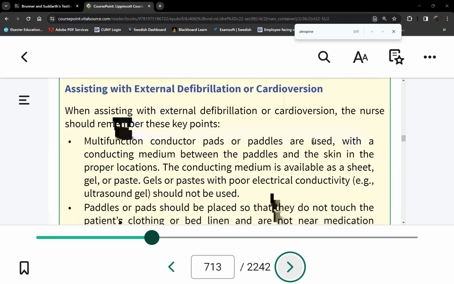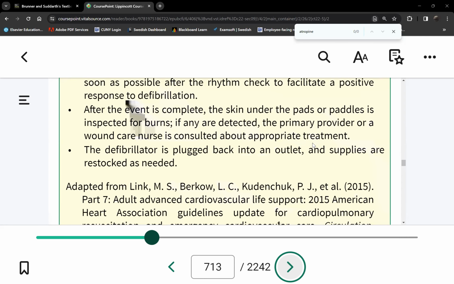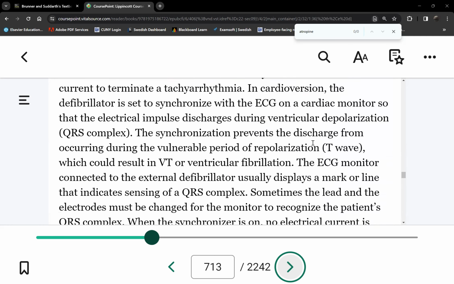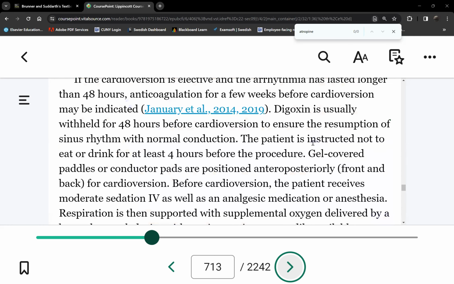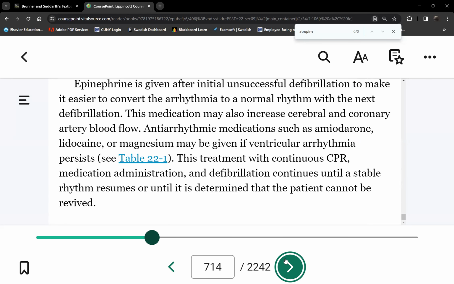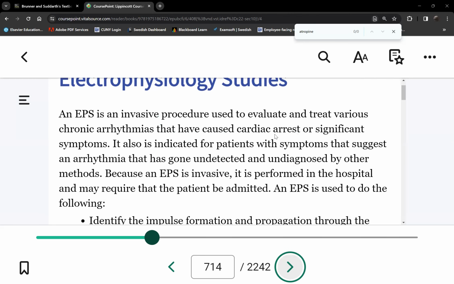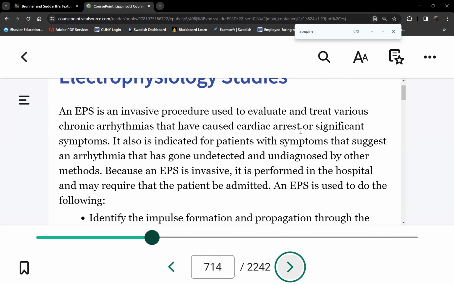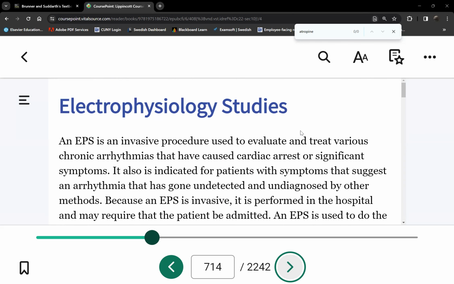So chart 22-5. I discussed EPS last week. This is done before what procedure? This was mentioned under the catheter ablation paragraph, remember? So before we can do catheterization with ablation, we need to do an EPS first.